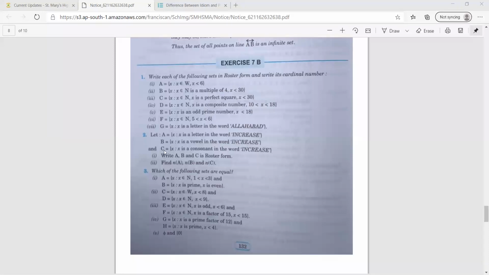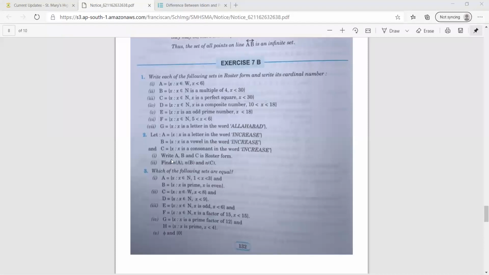And C, X such that X is a consonant in the word increase. Now consonant means letters that are not vowels. So vowels को छोड़ के जो भी letters है, those are consonants. So just now we wrote vowels over here, I, E, A. So I, E, A को छोड़ के all the other letters will be elements of set C. So N, C, R, S, these four.